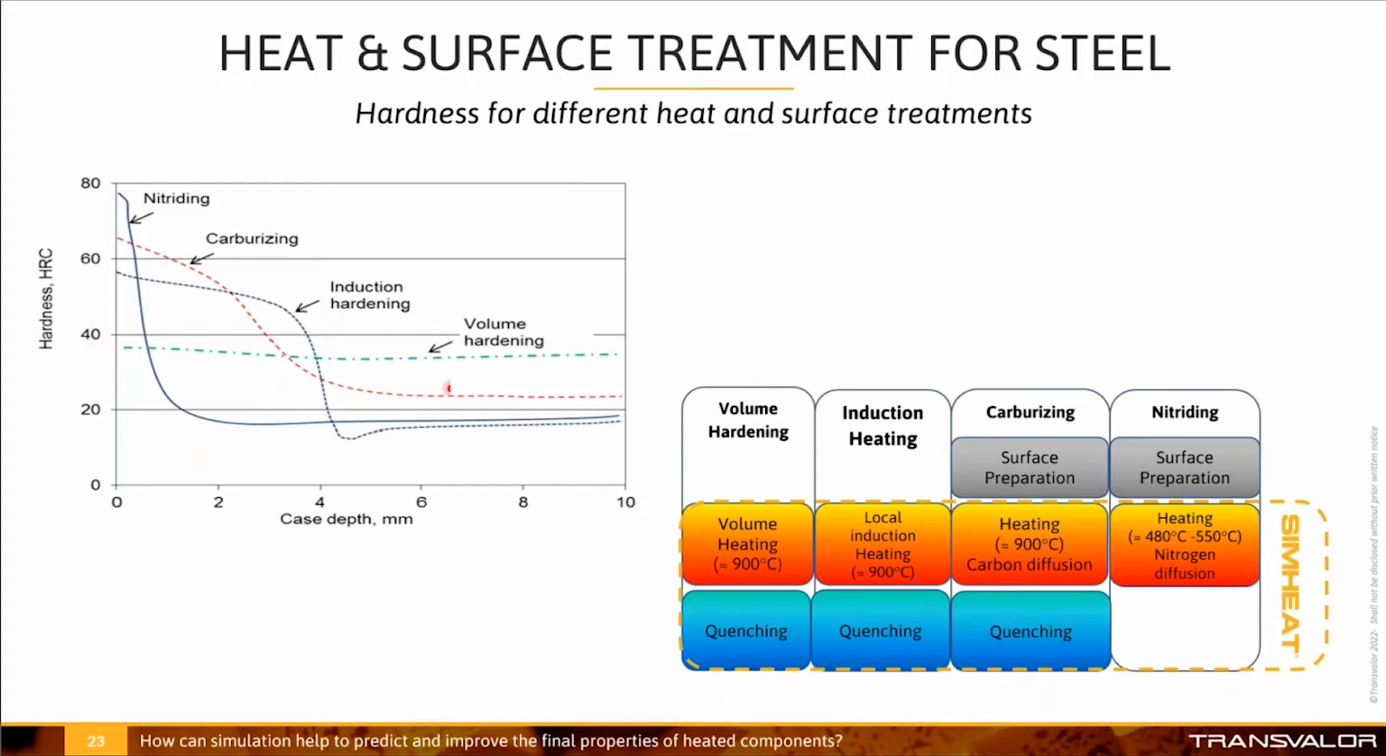And during volume hardening, it is the heating in the furnace that we saw before. The hardness is approximately constant over the depth of the part.